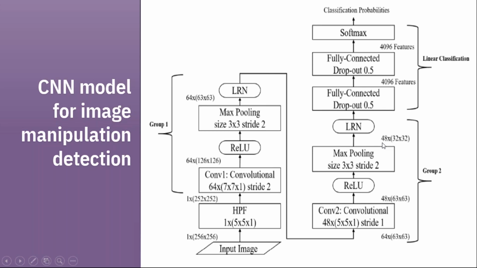At the end, we use a softmax layer. That is the last layer for discrimination, and it classifies the problem based on the original data set which we had. Based on the labeling, we get the classification of whether the image is original or tampered.